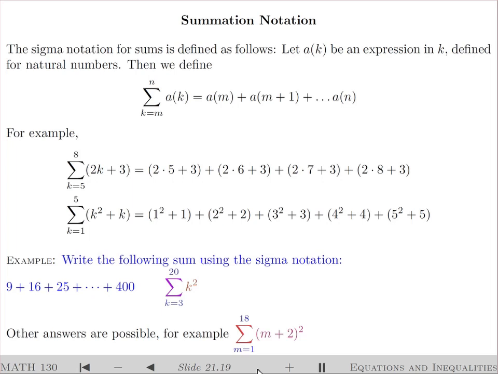This should give you an idea of how sigma notation is written and how to interpret it.